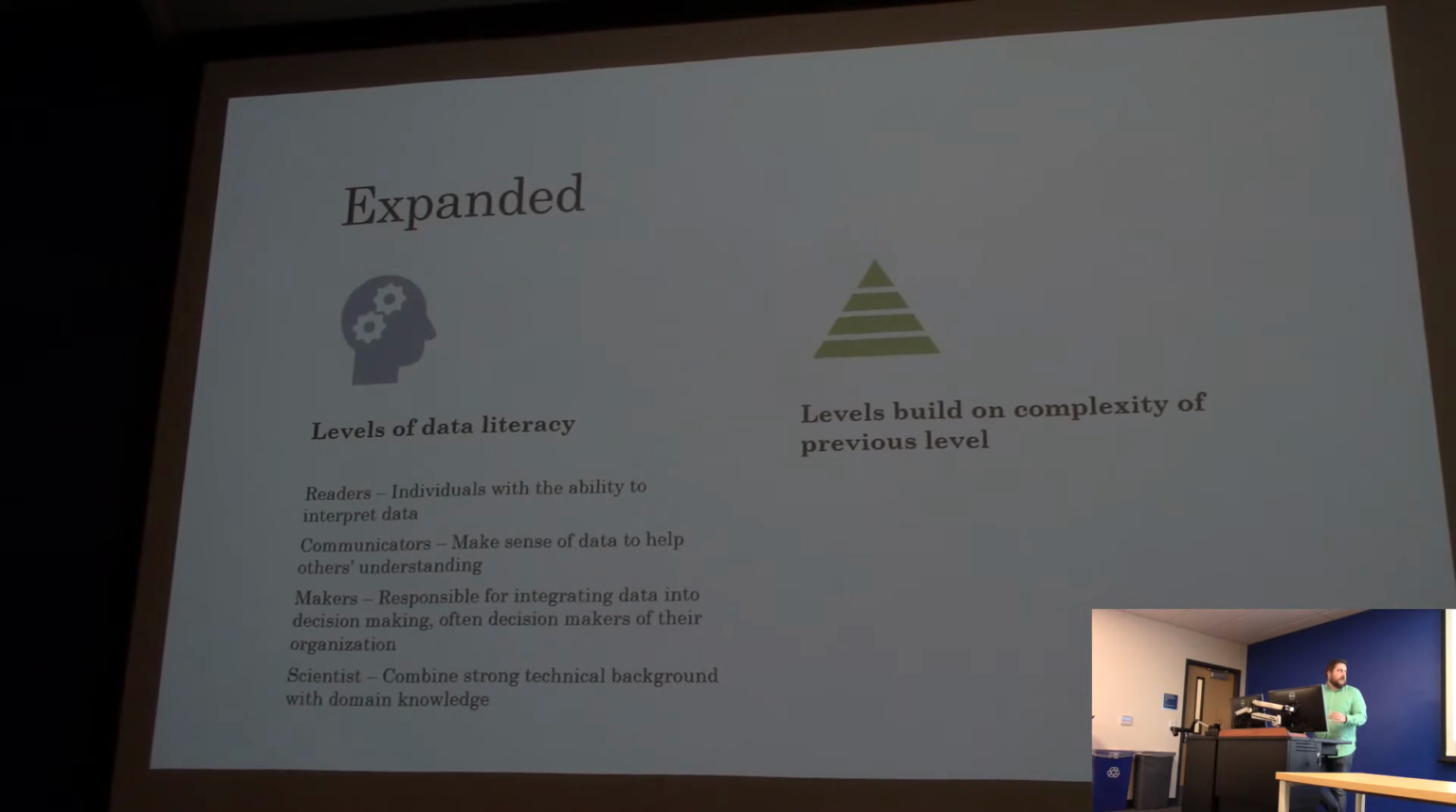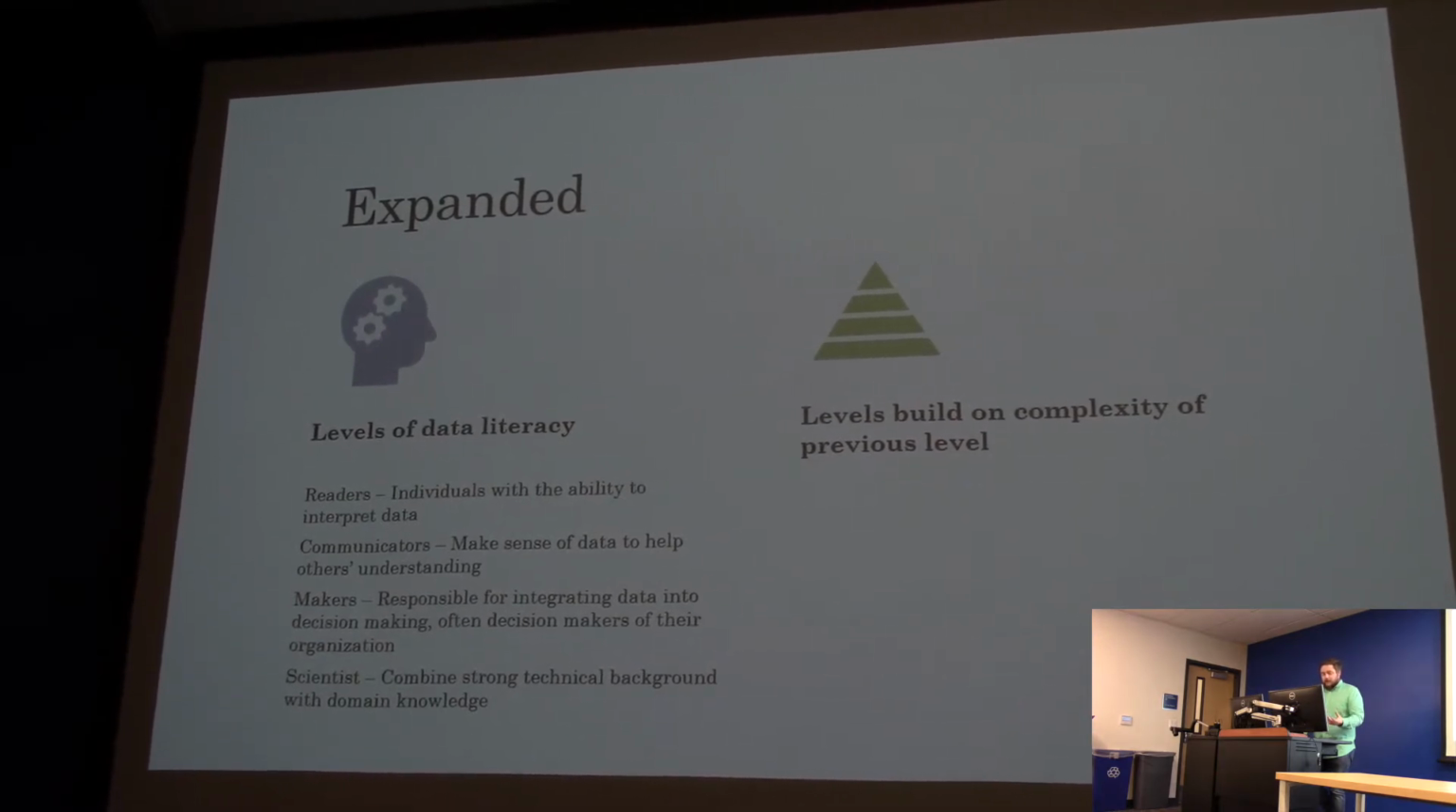So an expanded definition that I found basically breaks it down into 4 different categories or 4 different levels. And so we have readers, which are individuals with the ability to interpret data, communicators, which make sense of data to help with others' understanding, makers, who are responsible for integrating data into decision making, and these people are often your decision makers at companies, your project managers, or even VPs who have to look at various types of data and make decisions based on it.